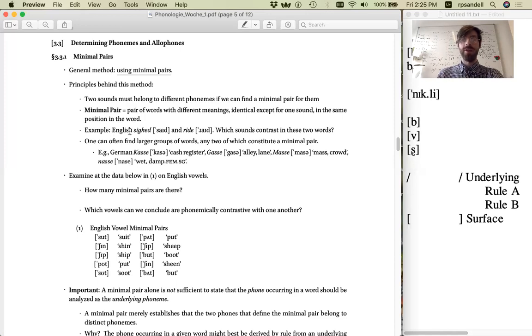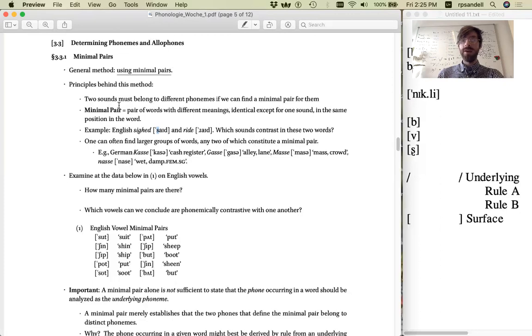So we can take a couple of English examples. The words side, I can't say this word right now. English side and English ride, we can see that these words contain the same vowel, the same diphthong I, and they both end in a voiced alveolar stop. But the first sound beginning the word is different.